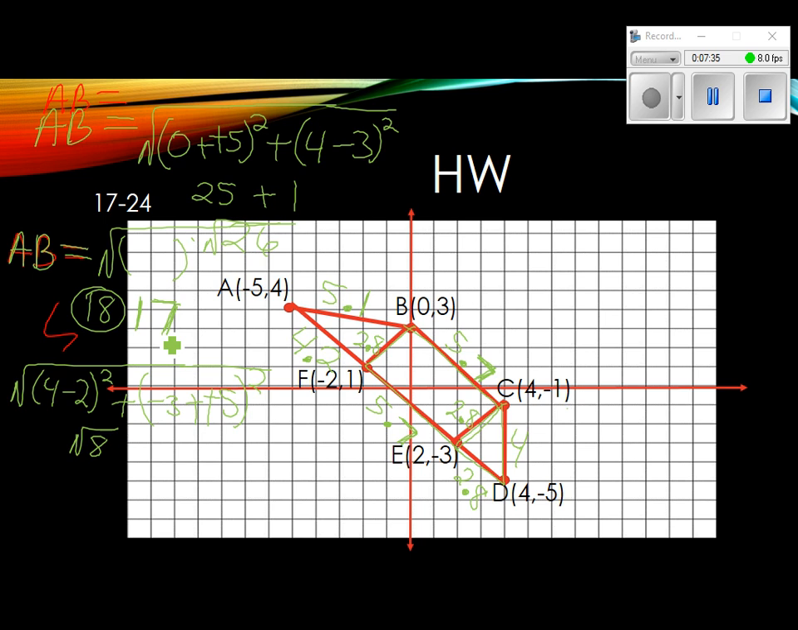What does 19 ask? Find the perimeter of ABF. ABF, that's this other triangle. 2.8 plus 4.2 is 7, plus 5.1, about 12.1. Does that seem about right?